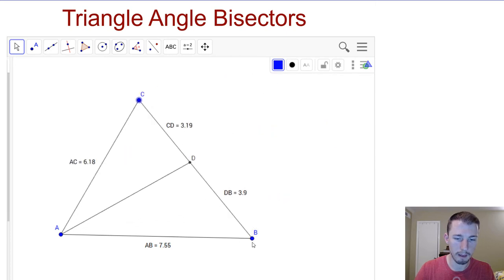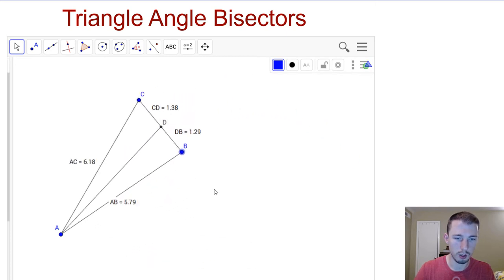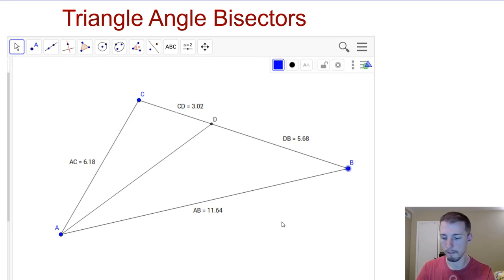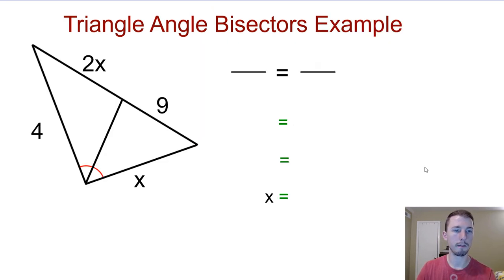Whoa, kind of fun. Super fun. Kind of cool. Okay. Mesmerizing. So an example of triangle angle bisector, we have 4 goes to 2x, just as x goes to 9. Lots of ways you can set it up.